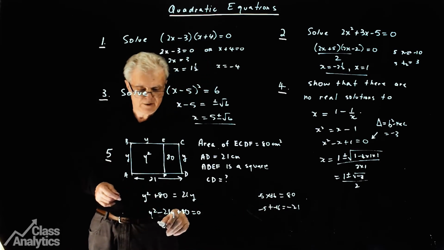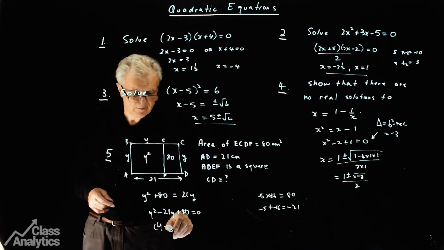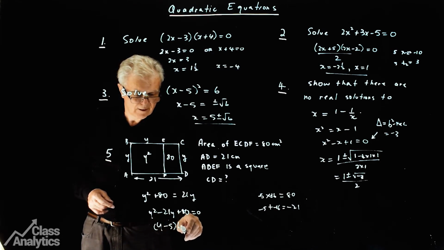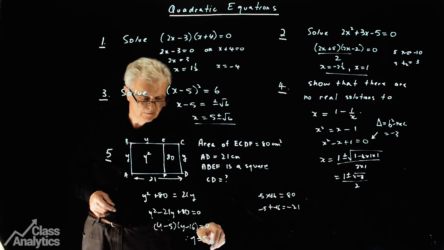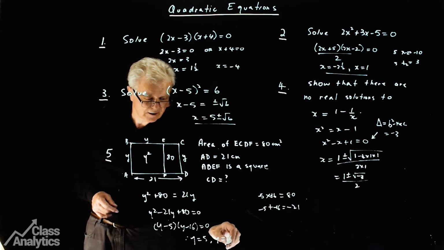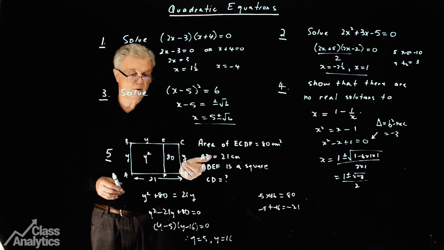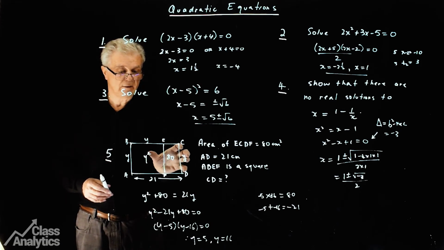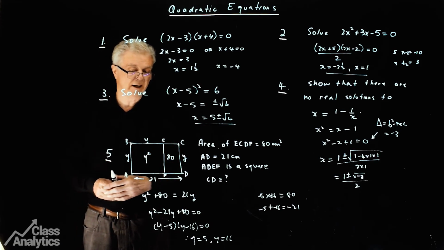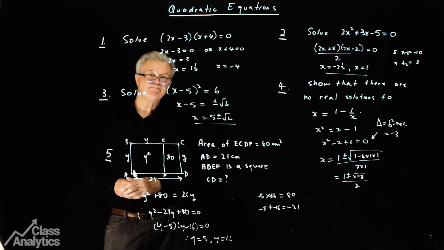So this becomes y minus 5 and y minus 16 equals 0. Therefore, y could be equal to 5 or y could be equal to 16. So either of those will work. That will give you the same result, and you can check that out yourself. Okay, that's done.